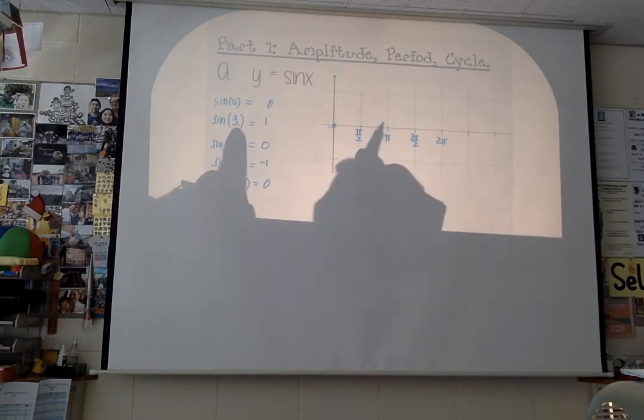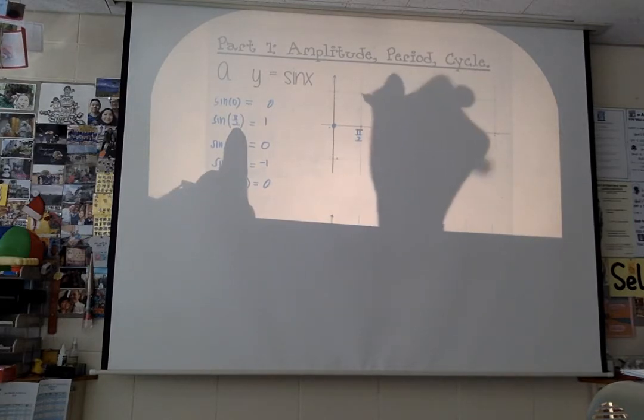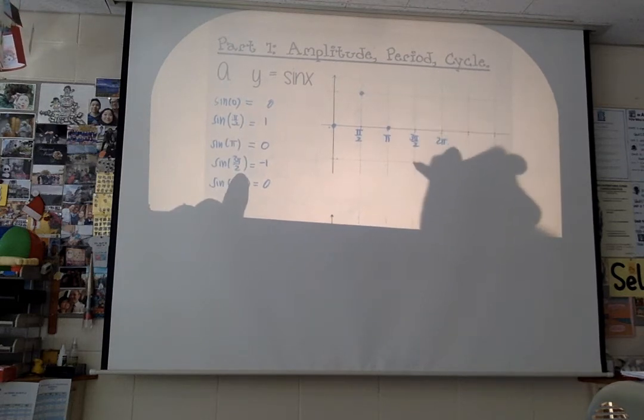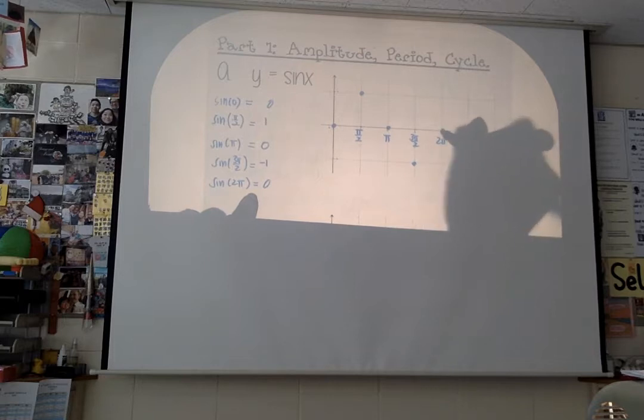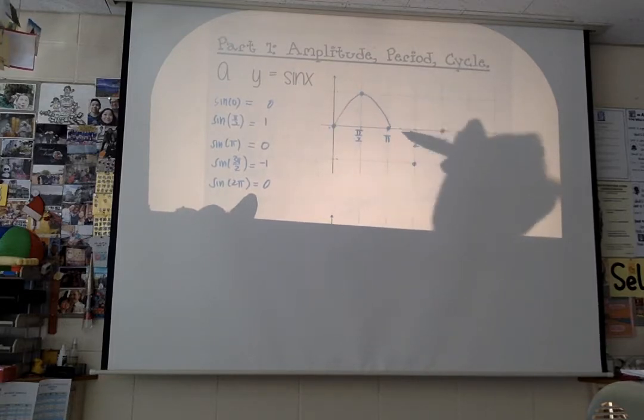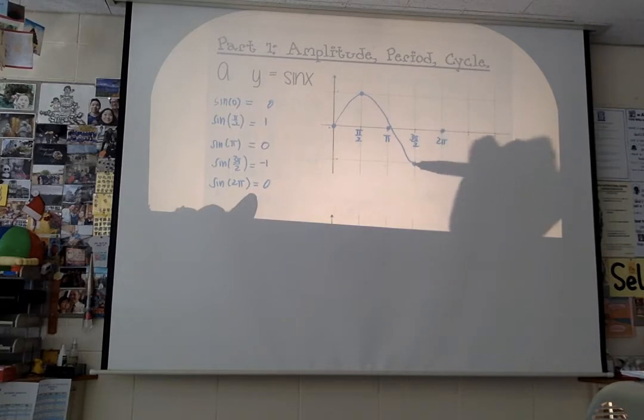At x equals pi over 2, it's going to be a 1, so you go up 1. At pi, it's 0. At 3 pi over 2, it's negative 1. And 2 pi is back to 0. Oh, it came back. It went from here back to the lowest point, and then it went back to the mid.